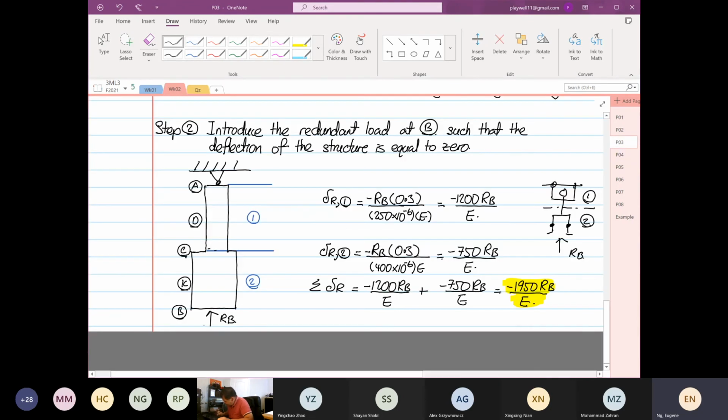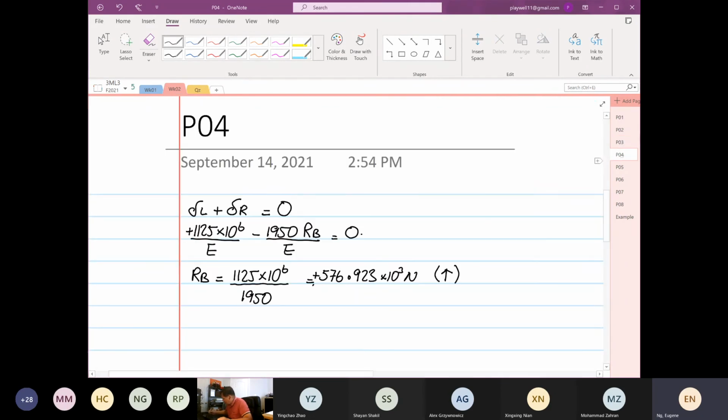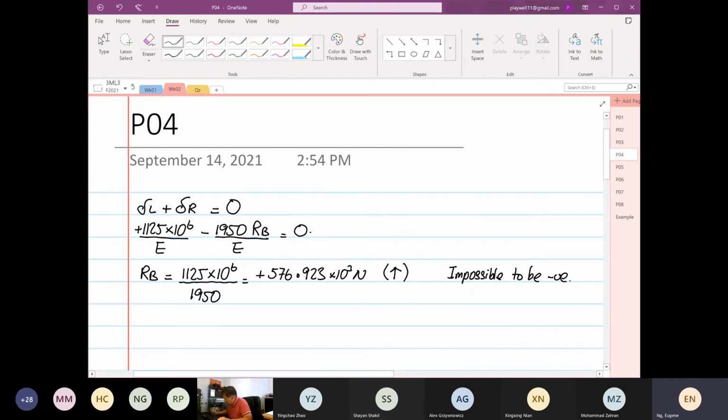Why is the direction correct? Because we assumed the direction of RB to be going up. If what you calculate here becomes negative, which is impossible, this value cannot become negative. If it's negative, there's something wrong with your equation. Why is it impossible to be negative? Anyone? Why did I make a statement that it's impossible? Can anyone tell me why?